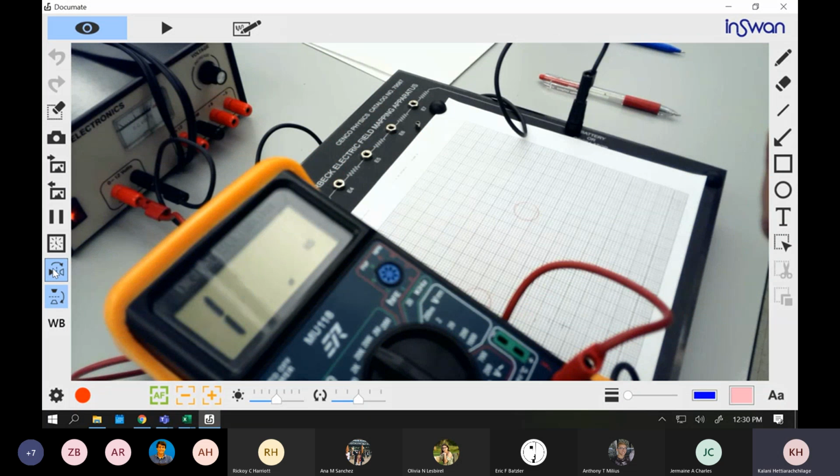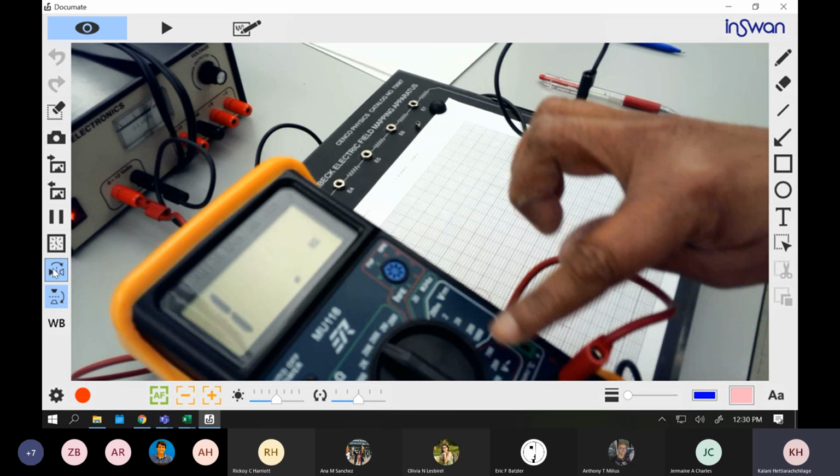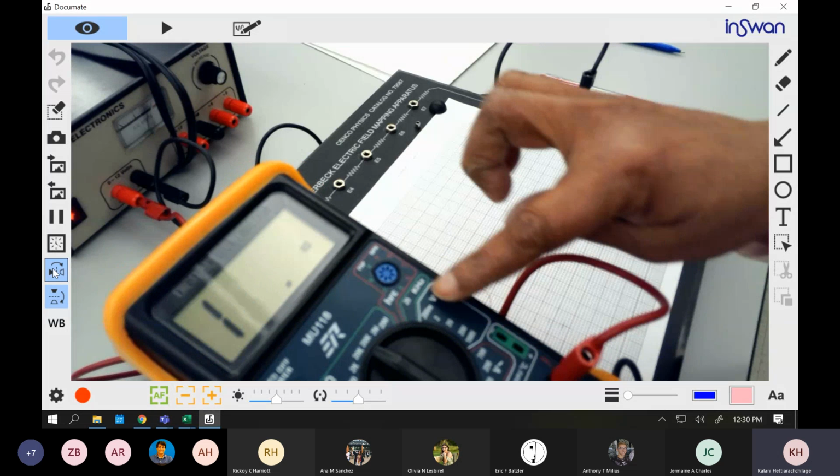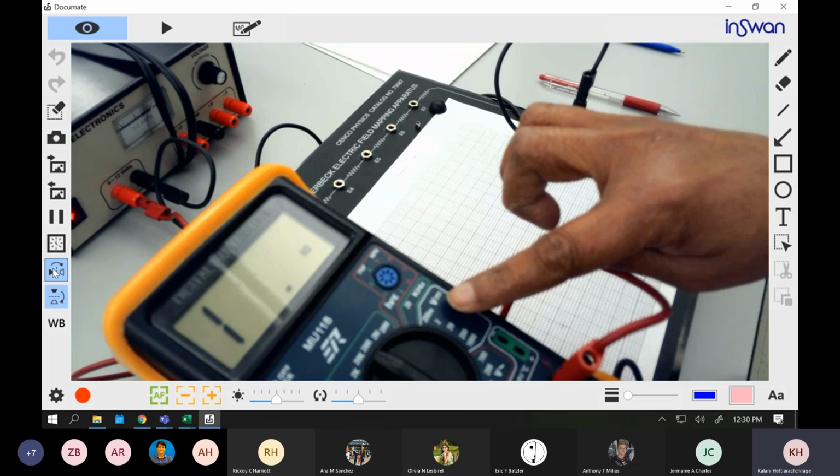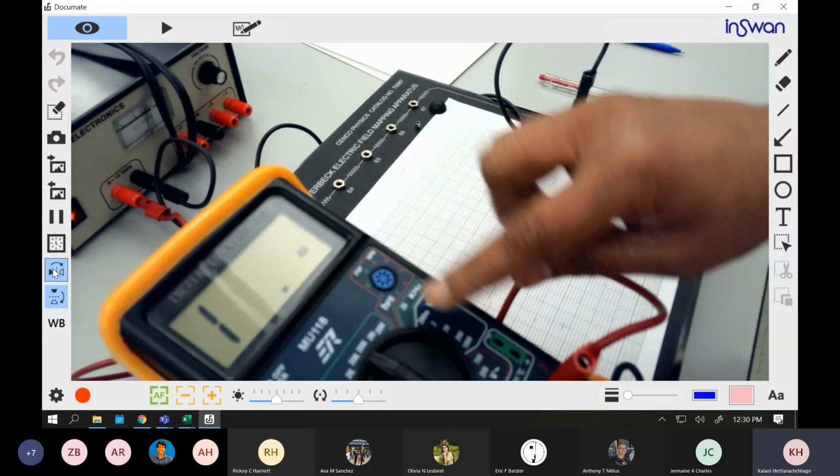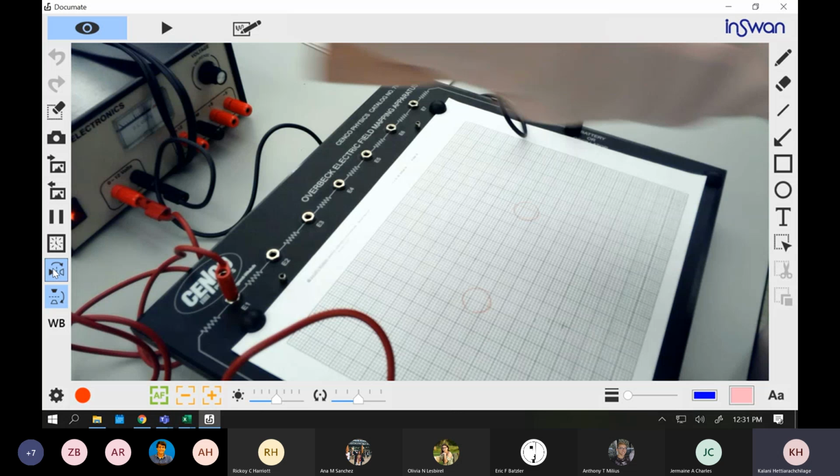Okay. So now you will see that we're going to measure the DC voltage. That means I should have the volt with the DC line. So that is this side of the corner, right? So rotate your dial to the 20 volt range, 20 volt. Okay, good. So now you're going to leave that on the table. And so now you're going to take the probe.